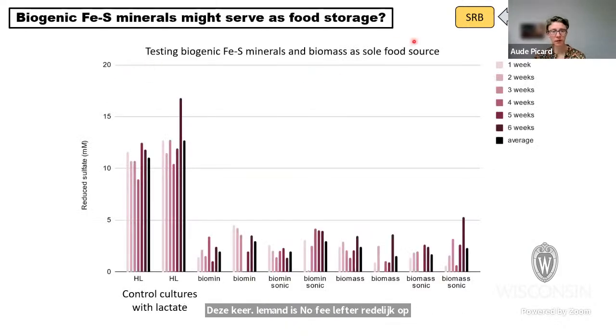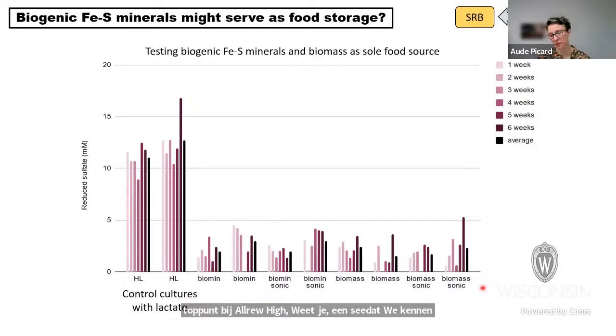So basically what we did is that here are the controls. So this is reduced sulfate in different conditions. These are the controls when we give them lactate. So it's their favorite food. They're really happy with it. And then you can look at those experiments from the left to the right. It's just a function of time. And the final bar is just the average. So we know that they use lactate in about a week. So that's why we have this variation. It's just based on the way we measure sulfate. But overall, we can see that they can reduce about 10 millimolar of sulfate in those lactate conditions.